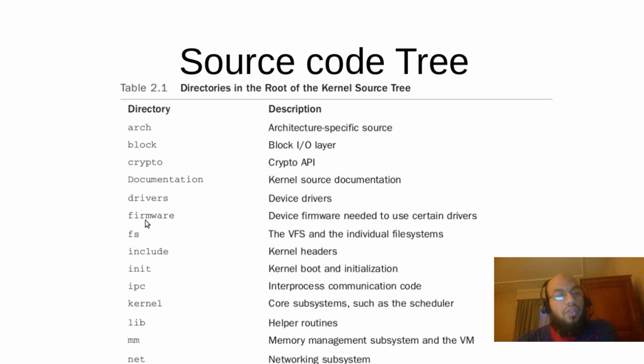There is also the firmware, which is tightly coupled to the drivers and what they contain. These are device firmwares needed to use certain drivers, and these two contain a hell of a lot of assembly code also. So it's not just C code here. Then there's the VFS file system and other individual file systems, and we are going to talk in quite a bit of detail on the file system in Linux later also.